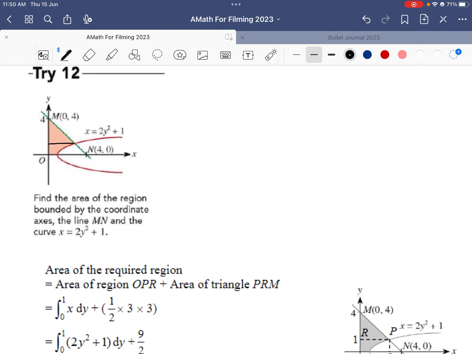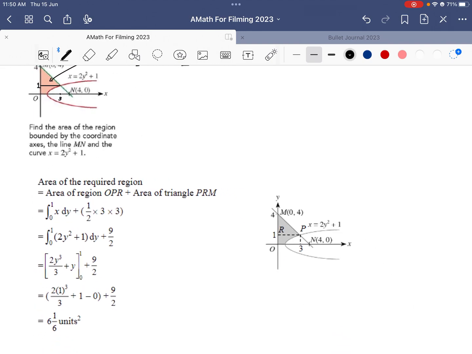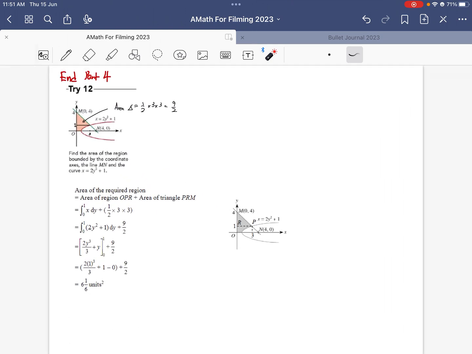Now if you look at this portion here, x value is 3, y value is 1. So the area of the triangle itself will be, the height is 3, the base is 3. So area of triangle is half times 3 times 3, which is 9 over 2 units squared. Now what you will also need to do is to integrate the curve 2y squared plus 1 with respect to y, the limits being 0 to 1, which they have done over here. So eventually if you add everything together, you get 6 and 1 over 6 units squared. And that's it for 17.2.